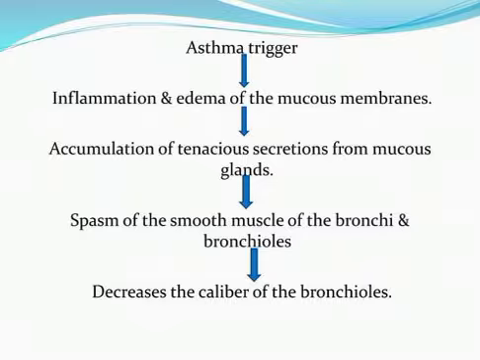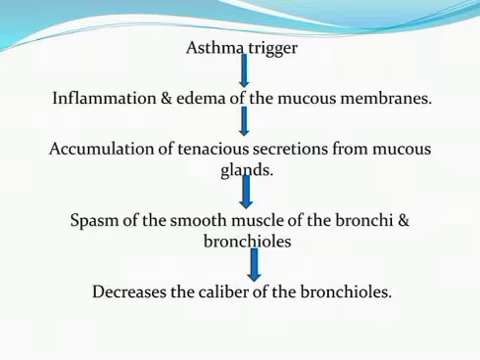Here, we know that this flow chart will help to easily understand the pathophysiology of asthma. First, asthma gets triggered and it leads to inflammation and edema of the mucous membranes. After that, the mucous membrane gets inflamed, and there is accumulation of fluid in that membrane. Next will be the accumulation of tenacious secretions from the mucus glands. We have already studied that the inflammatory mediators lead to hypersecretion of mucus. Then there will be tenacious secretions from the mucus glands.